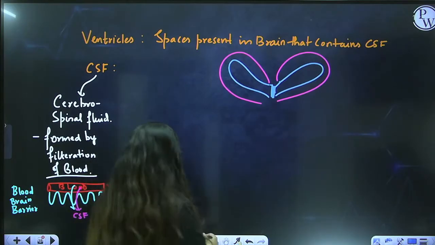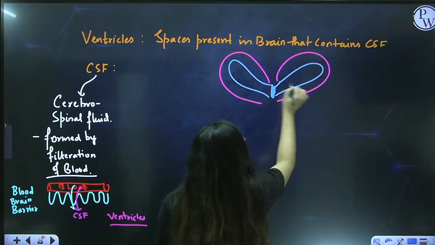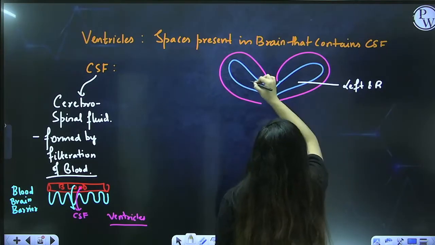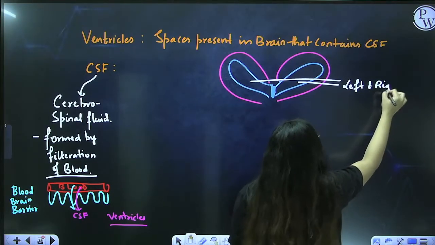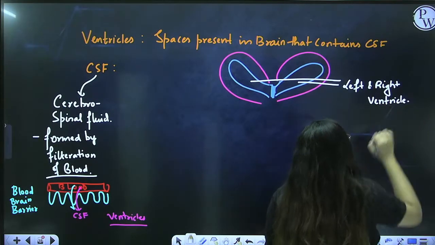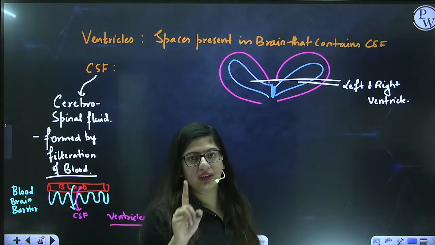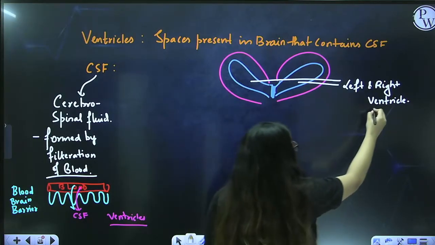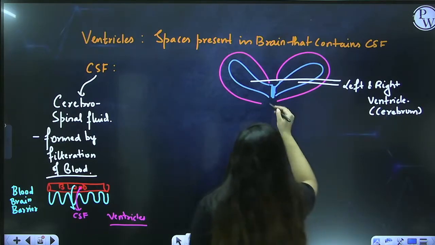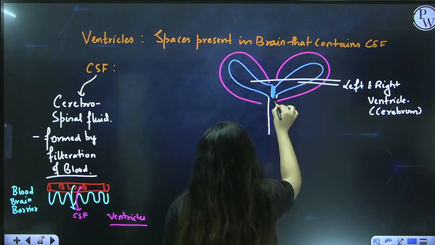These are the ventricles of your cerebrum. Each cerebral hemisphere contains one ventricle. So they are present in the cerebrum, and they contain the cerebrospinal fluid. Now we come to another portion here.